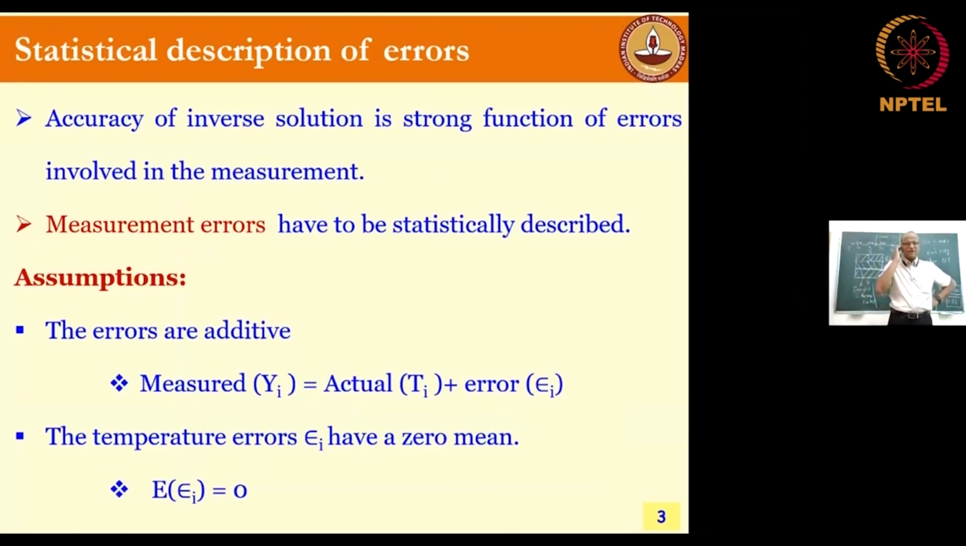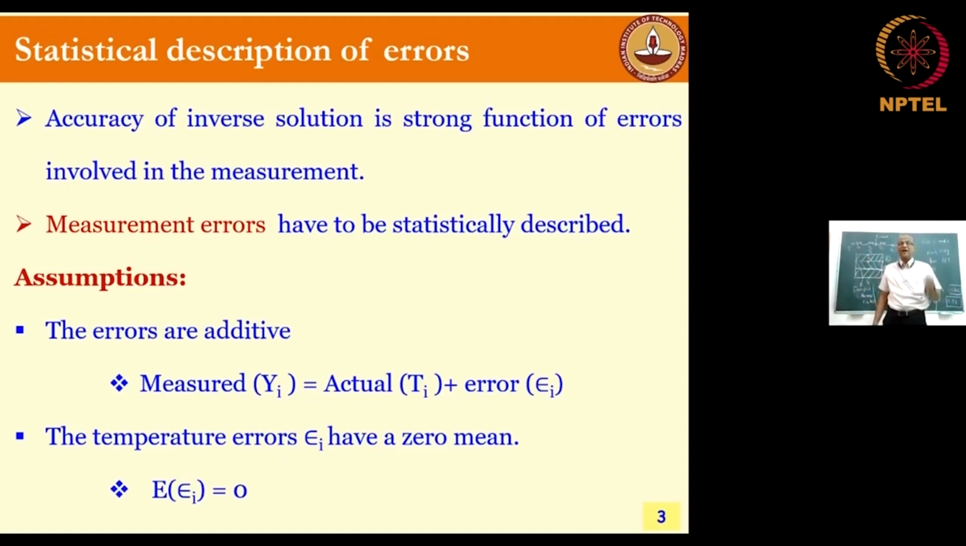First and foremost, errors are additive. That means measured equals actual plus the error. Sir, it is so obvious. No, don't think everything is so obvious. If it is additive, it can also be subtractive, that means the error can be negative. But the error is not multiplicative or divisive. Measured value is not some alpha times the actual value. That means there is a problem with the proportionality, the scale. So the measurement error is additive.